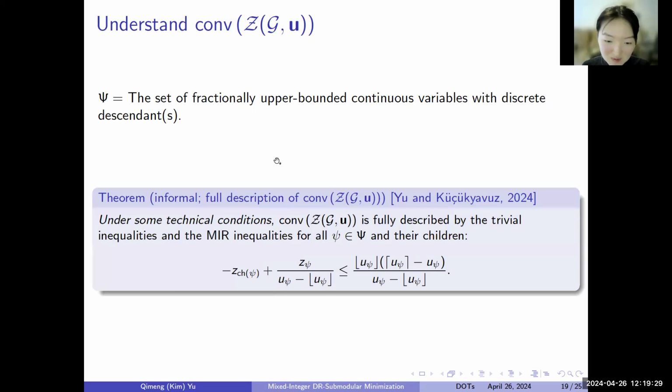And again, with some hard work, we managed to show that to describe the convex hull of the constrained mixed integer feasible sets, we just need the trivial inequalities and the additional mixed integer rounding inequalities for all these troublesome variables and their children. And I should highlight that these are just linear inequalities. These are the parameters that are pretty easy to compute.